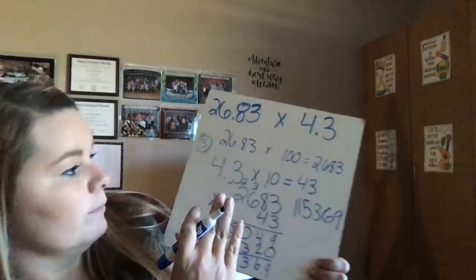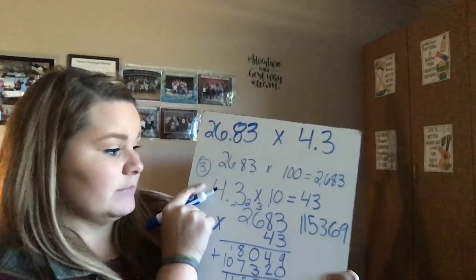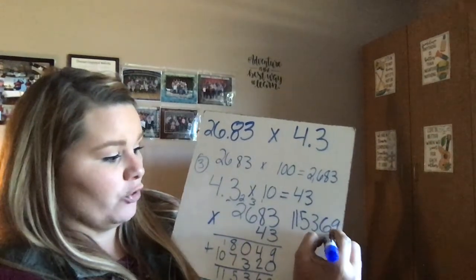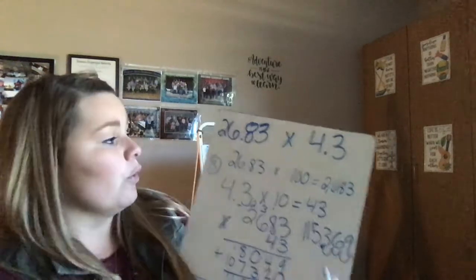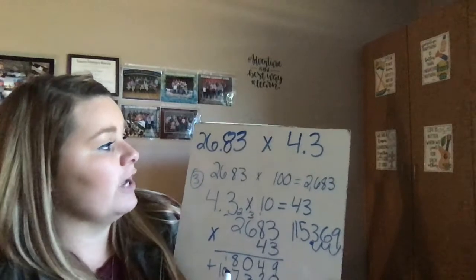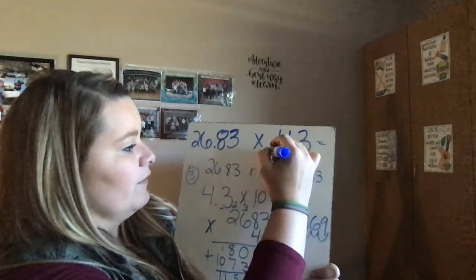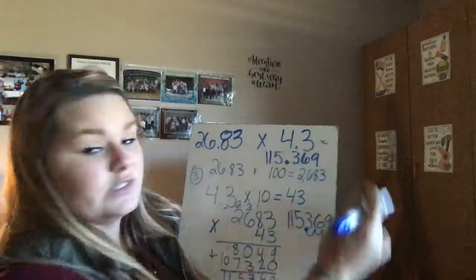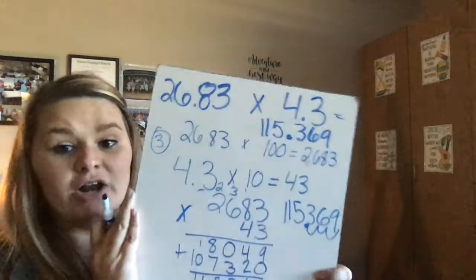and now we've made them into whole numbers by shifting our decimal 3 times. So we have to go back at the end and shift our decimal 3 times again to get our correct answer. So 26 and 83 hundredths times 4 and 3 tenths is 115 and 369 thousandths. Okay, so that's why the standard algorithm works.